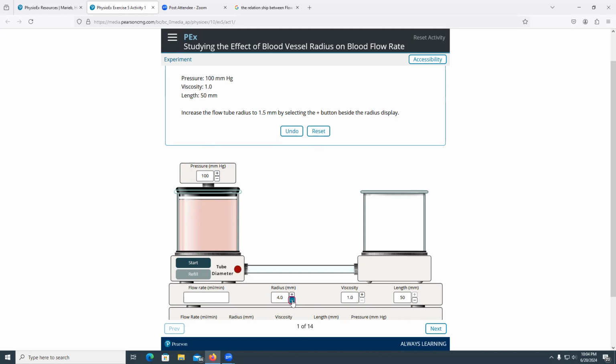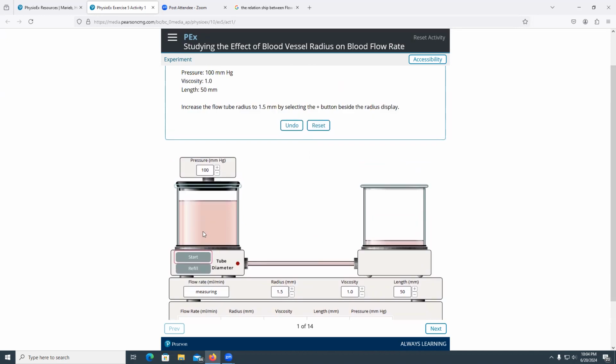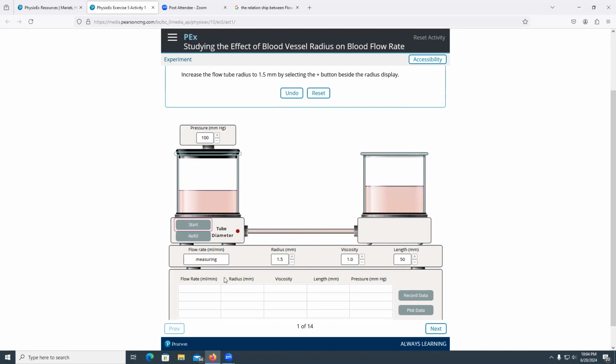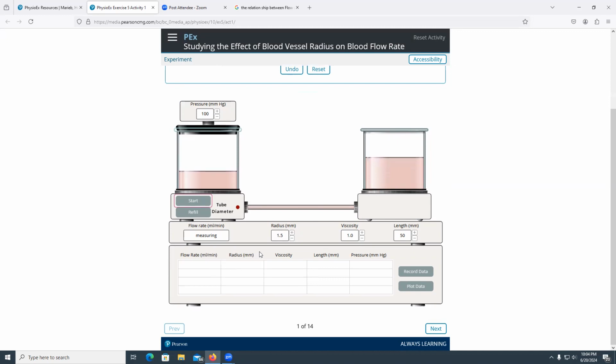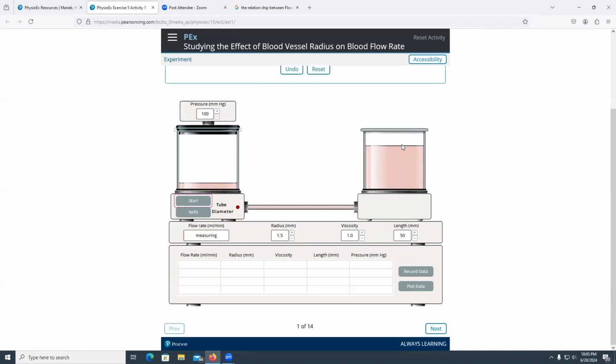The more we increase or decrease it, that's very simple. So 1.5, and then we do start, and that shows you that there is a measurement of the flow rate. That's simulating how much blood is flowing for this 1.5 radius. And then we're going to keep increasing the radius, and it's going to measure for us. Later on, we're going to discover that the more radius I increase, the more flow. We're going to be discovering all of these facts that we have already agreed to, but now we're going to see them in lab.